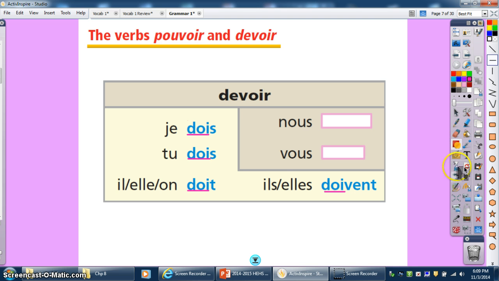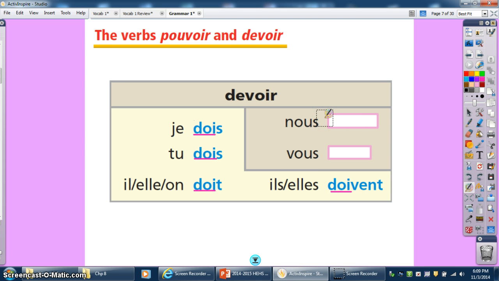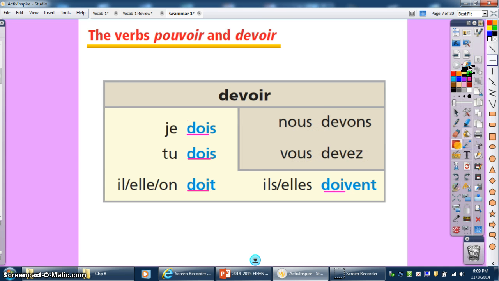But on the outside of the boot, it's slightly different. So based on the last verb we learned, pouvoir, what do you think the verbs that are on the outside of the boot are going to start with? Good. DEV. So we have nous devons and vous devez. So both of these forms follow the stem of the infinitive.